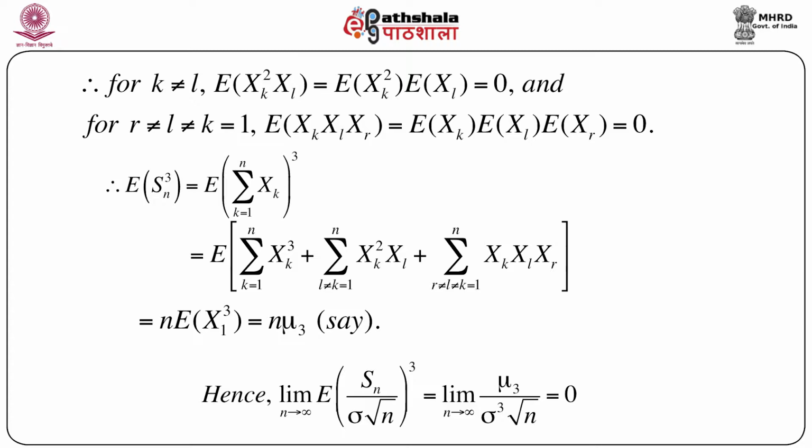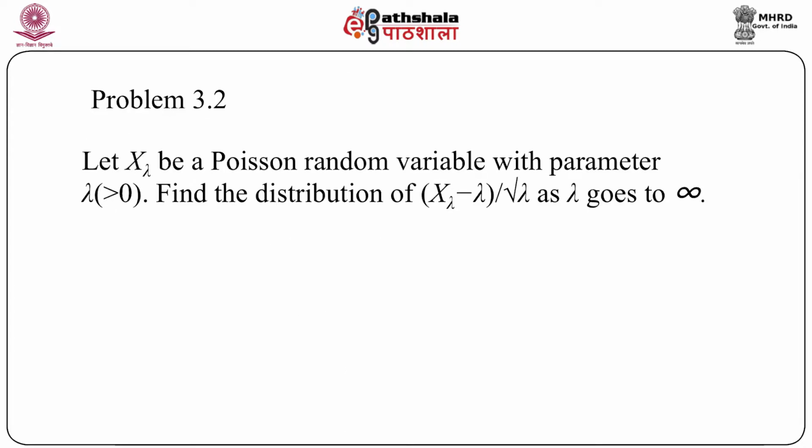Let us move on to another problem. Suppose, which is a very simple but very important problem. Actually, this will give us an idea of how to evaluate the asymptotic distribution of a few standardized variables. Let us first state the problem and then I will discuss the implications. Let x lambda be a Poisson random variable with parameter lambda. Lambda is of course greater than 0.